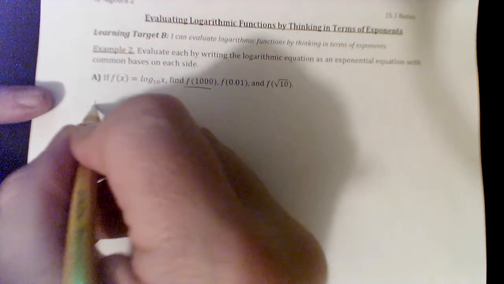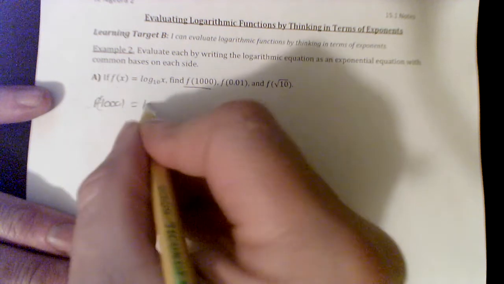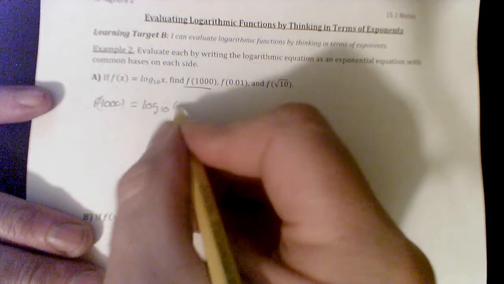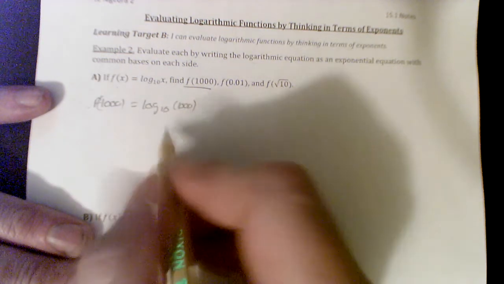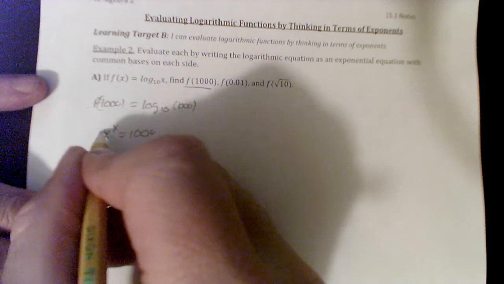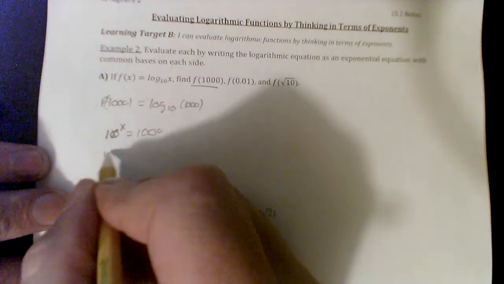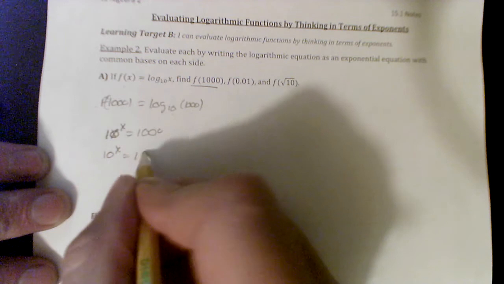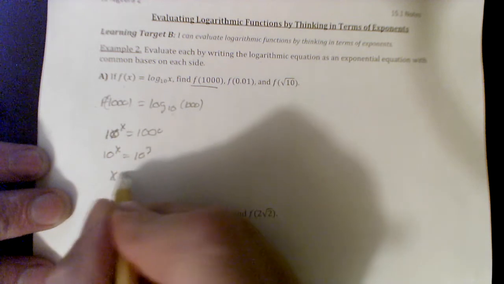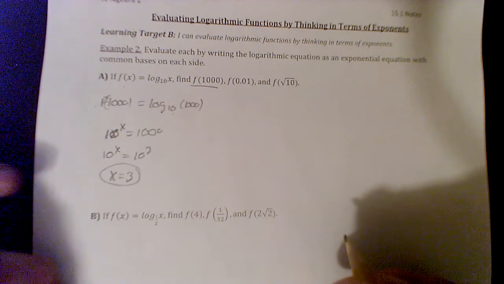So if I plug 1,000 into this equation, I get f of 1,000 equals log base 10 of 1,000. Well, if you can say 10 to what power is 1,000, let's write it. 10 to what power equals 1,000? I wrote x. I could get the common base. 10 to the x power is 10 to the third, and then we see that x is 3. So log base 10 of 1,000 is 3. All right, let's keep going.